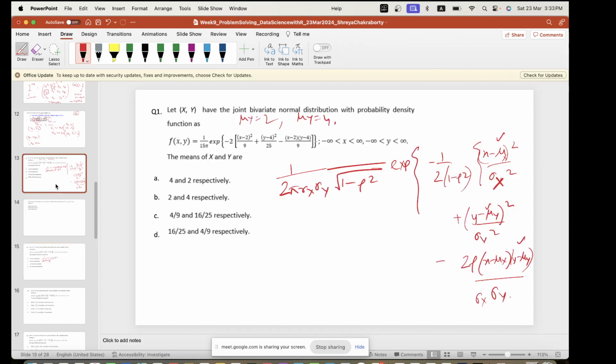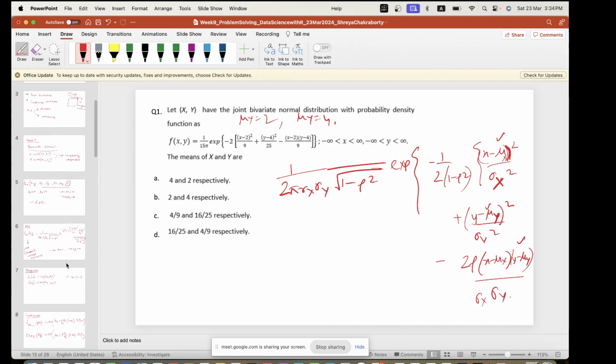Yeah, where is your doubt? What is the mu y position here? Mu y position is here. So if you remember the PDF, the bivariate normal? Yes, ma'am. Okay, so it looks like this.